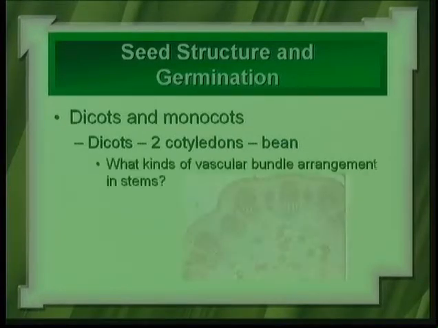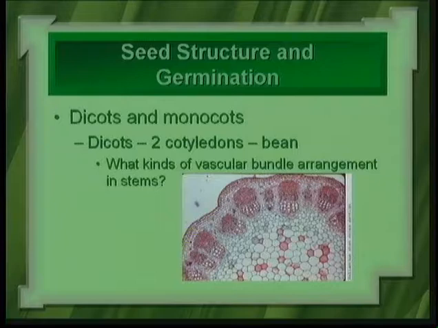All right, now another thing about dicots. Remember what kind of vascular bundle arrangement you find in the stems of herbaceous dicots, or dicots that are not woody, or woody dicots in their first year of growth? Well, you have the vascular bundles all arranged in a ring formation on the cross section of a stem.